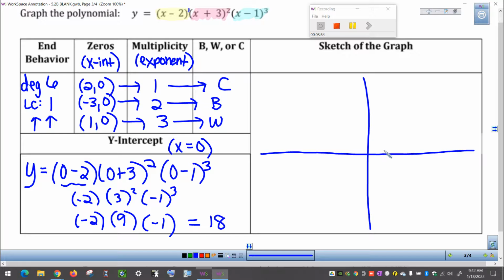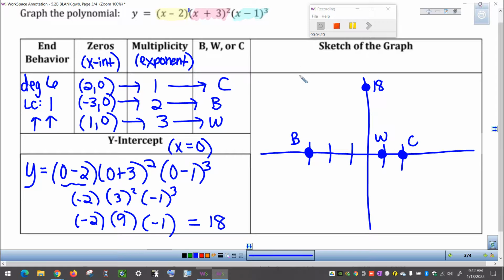All right, when it comes time to sketching the graph, I always start by labeling and plotting my x-intercepts. So it's going to cross through an x-intercept of 2. It's going to bounce at the x-intercept of negative 3. And then we see over here that it's going to wiggle through the x-intercept of positive 1. We don't need to make 18 little lines for the y-intercept, but let's go ahead and plot a point up here somewhere where it's positive. And we're going to label it as 18.